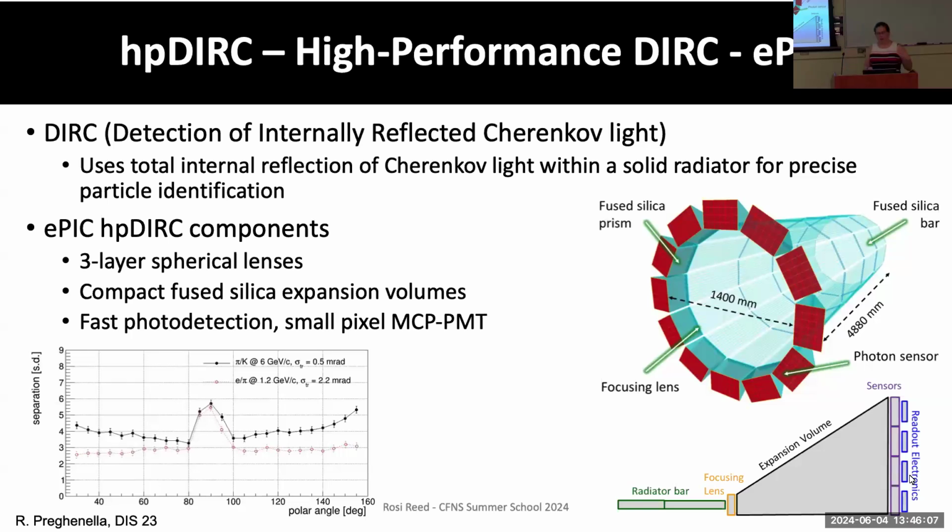It has 3 layers of lenses. It has this fast photo detection. One of the things I'm not going to discuss today is how we do photo detection. This is using PMTs, which are photomultiplier tubes. So that'll remain magic until someone else covers them. And this here is just a plot that shows the difference between the polar angle and the separation. This is showing the separation between pions and kaons, and then electrons and pions at these values.